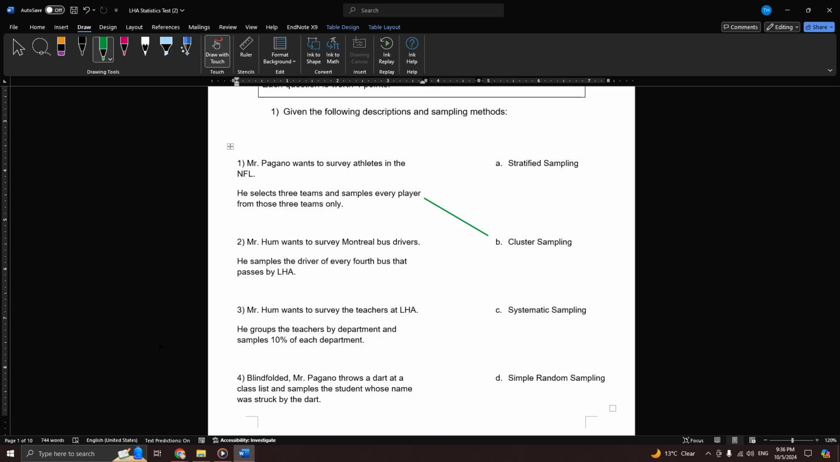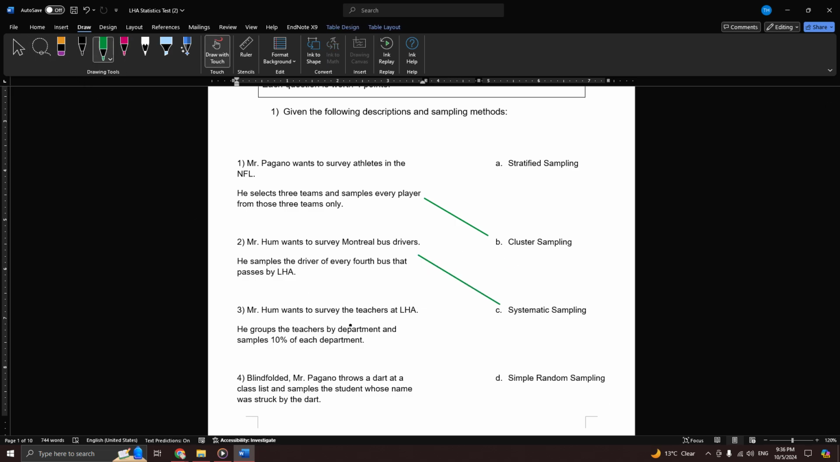The second description, I'm going to survey Montreal bus drivers. I'm sampling the driver of every 4th bus that passes by LHA. So every driver that I'm sampling is equally distanced from the driver before that I'm sampling and the driver after that I'm sampling. Okay, it's every 4th bus. So they're going to be equally distanced from each other, every bus driver that I'm sampling. This is going to be, therefore, systematic sampling.